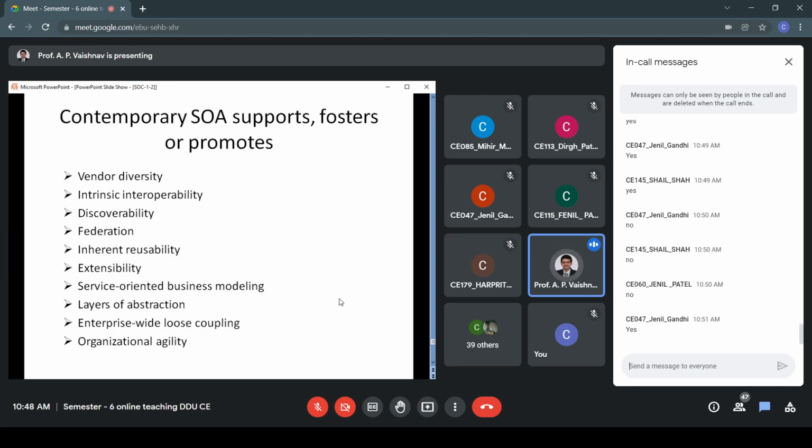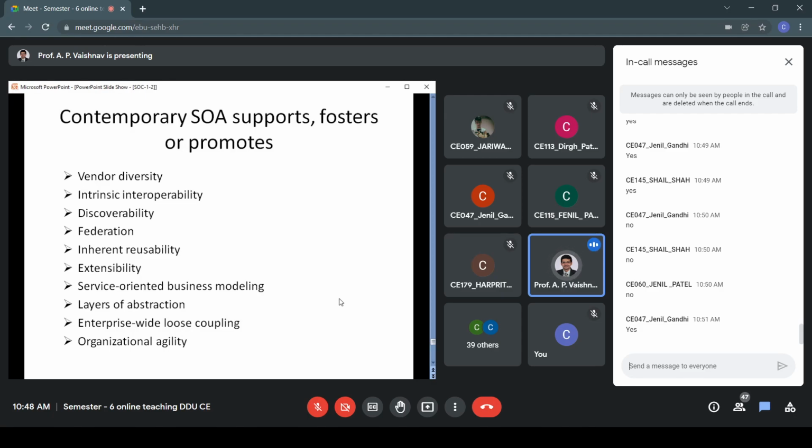Yes. Supporting different vendors by designing generic services. Okay, that is the concept. Interoperability, right? Independent of the hardware and the resources you have, independent of the platform that you have, we can still support communication using SOA. There are certain standards for that. We'll see that in detail.